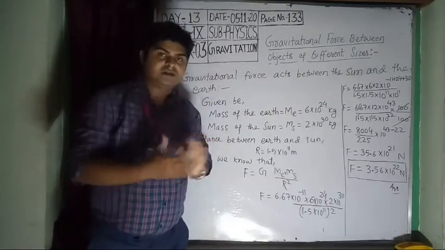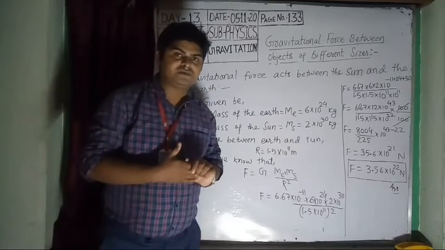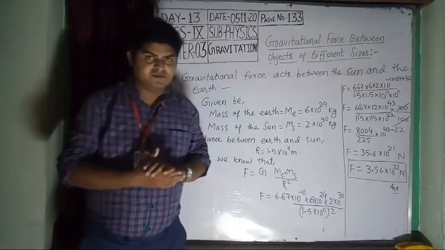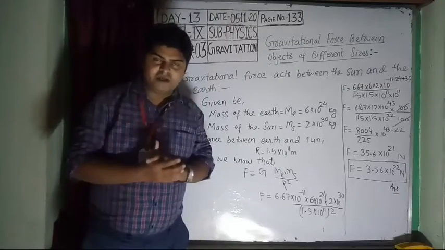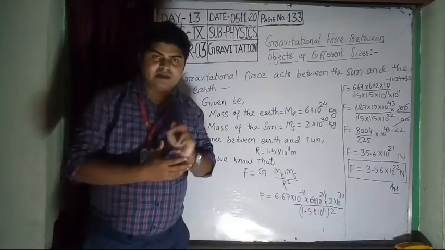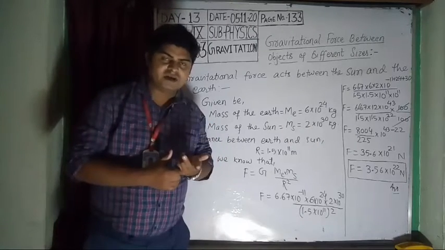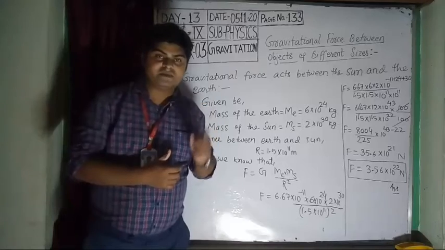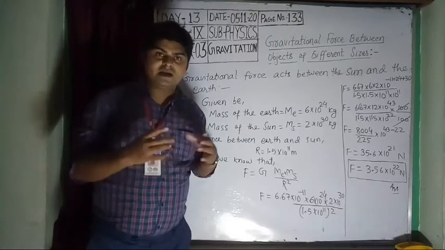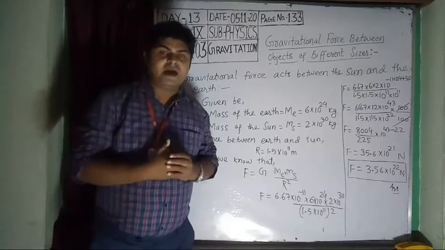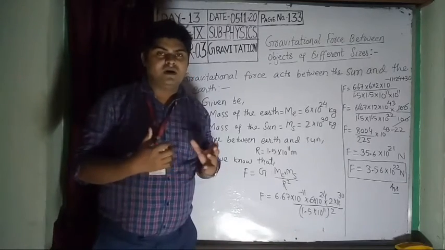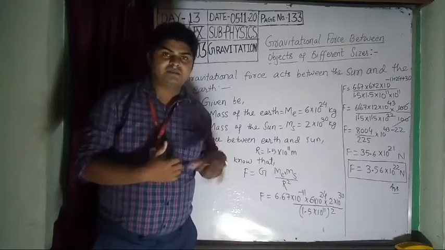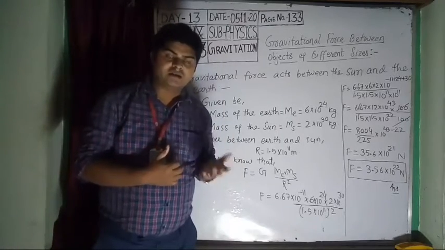Students, you know the formula F = G m1 m2 / r² for finding the gravitational force of any object. Here there are two objects, the earth and the sun. If you know the mass of the earth, the mass of the sun and the distance between them, the calculation is very easy, and you can find the magnitude of the gravitational force acting by the sun on the earth or the earth on the sun.